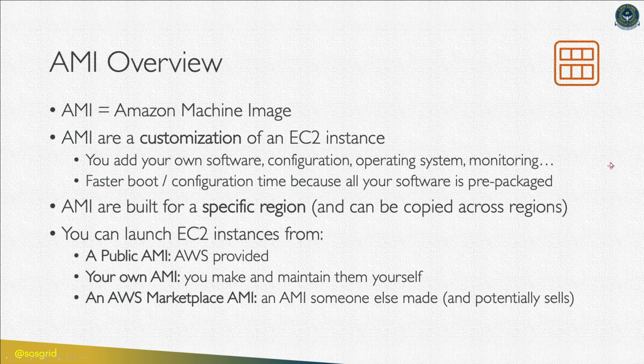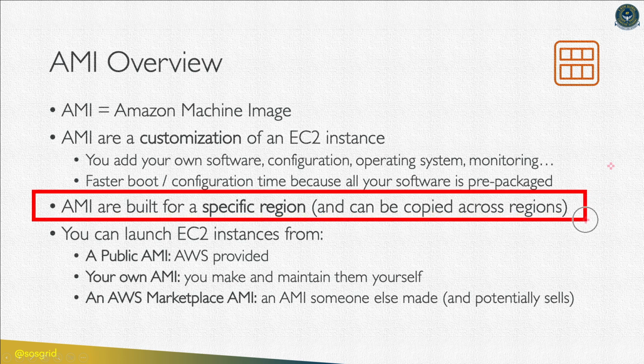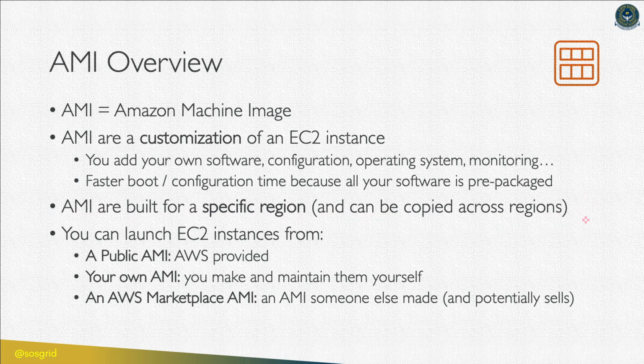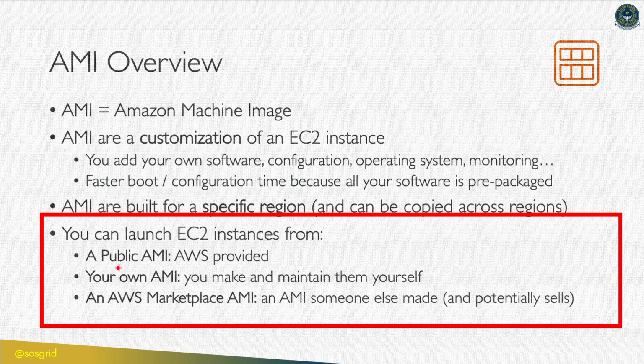AMIs are built for a specific region, and you can also copy them across other regions, just like you learned how to create a snapshot, but that's not what we're talking about. You can also launch your EC2 instances from a public AMI. This is the way we have been doing it so far. We've been selecting the public AMI since the start of this course.